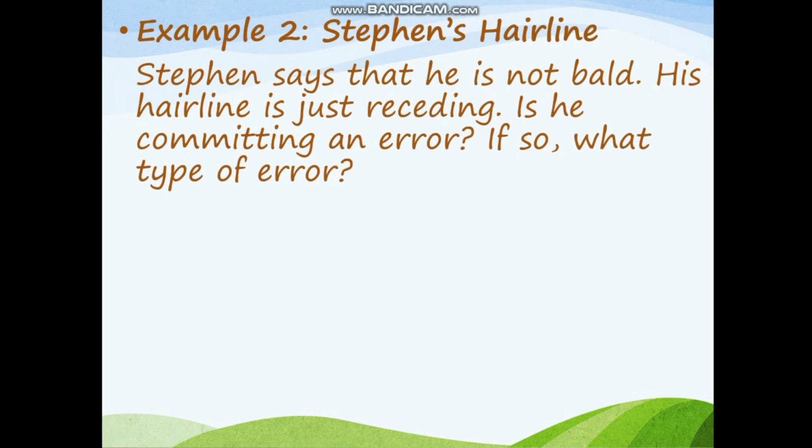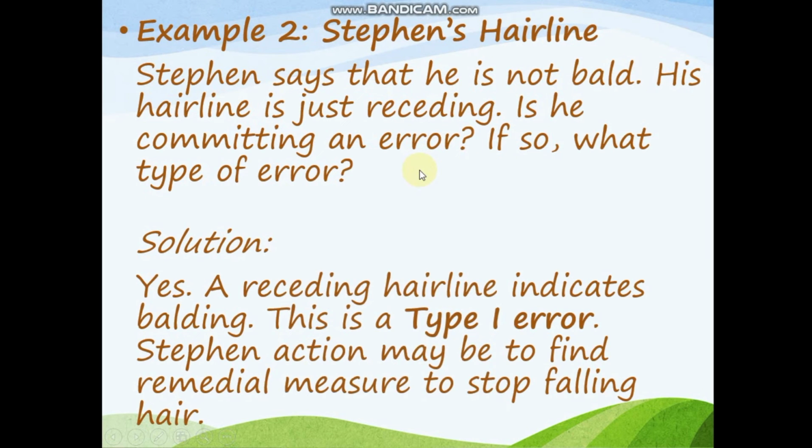Next, what about this second example? Stephen's hairline. Stephen says that he is not bald. His hairline is just receding. Receding is yung naglalagas. Is he committing an error? If so, what type of error? So in this example, si Stephen, sinasabi niya, hindi ako kalbo, hindi ako nakakalbo. Pero yung fact na naglalagas yung buhok niya, kasi his hairline is receding, ibig sabihin, he is denying yung totoong nangyayari sa kanyang buhok. So since he is denying the truth na nakakalbo na siya, that is also another example of type 1 error.